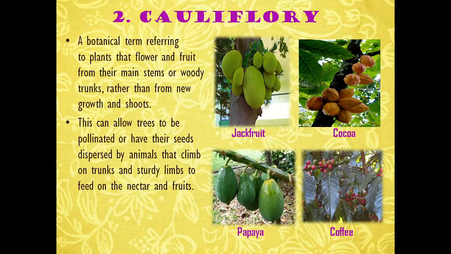Now, what is the advantage of cauliflory? This can allow trees to be pollinated or have their seeds dispersed by animals that climb on trunks and stubby limbs to feed on the nectar and fruits. So if an animal is going over it, pollination will be done and the seeds will also be dispersed.